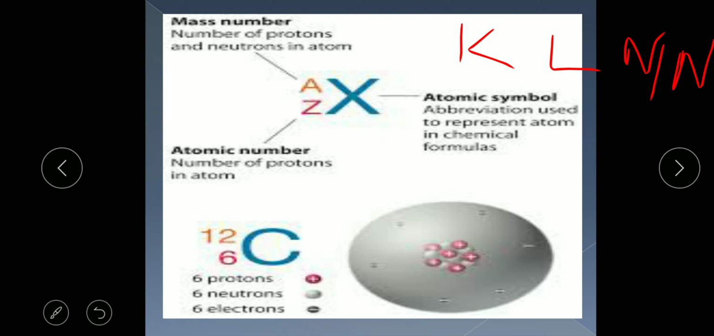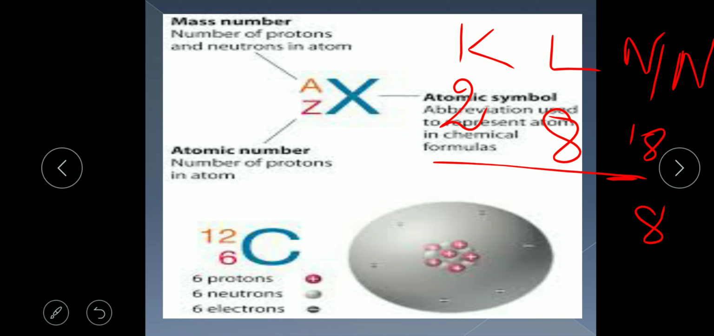In the K cell, how many electrons can reside? 2. In the L cell, how many electrons can reside? 8. Okay. In the M cell, actually 18, but according to your syllabus, till atomic number 20, here also we will see 8. Okay.